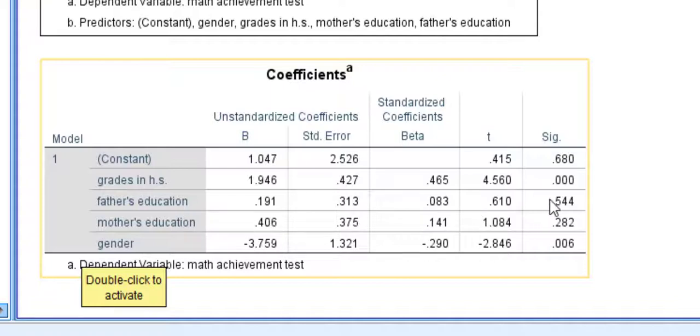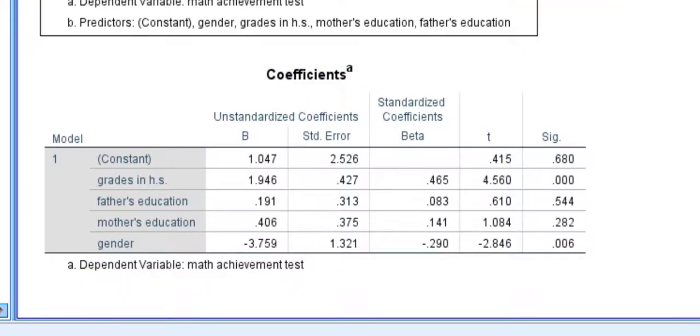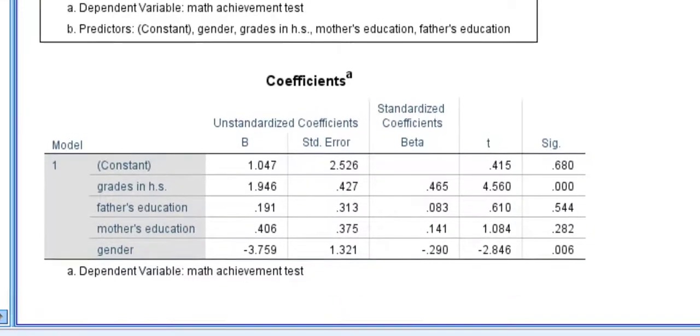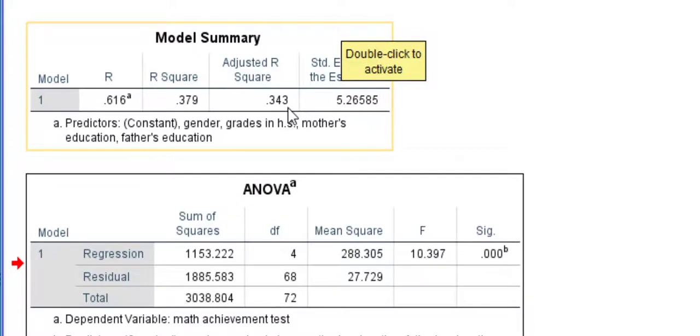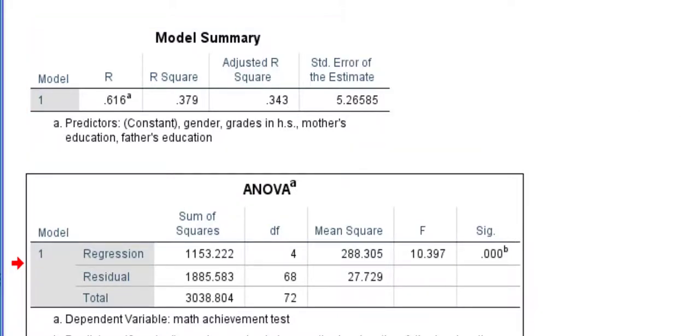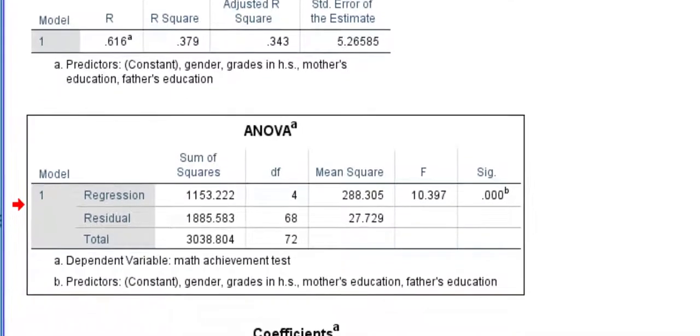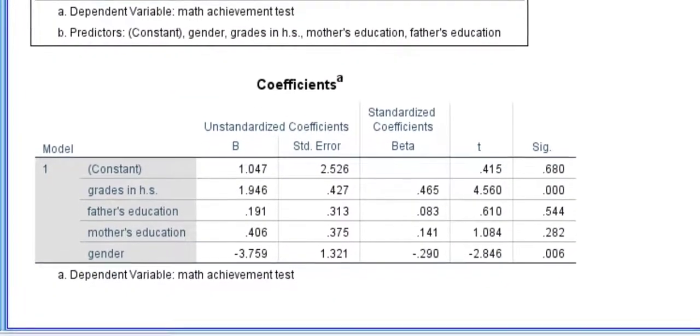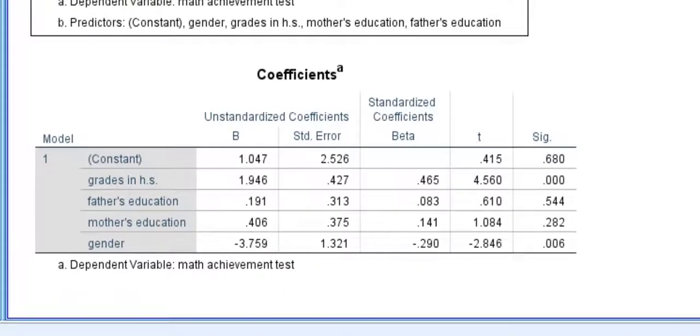Now, another question has been around the meaning of the strength of the model, right? How predictive is it? So 0.343 is saying that 34.3% of math achievement test is explained by grades in high school, father's education, mother's education, and gender. Well, let's just think about that logically. Grades in high school, if you've done really well in high school, chances are you're going to do better in terms of your math achievement test.